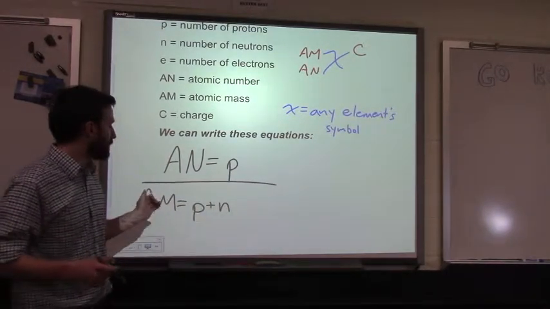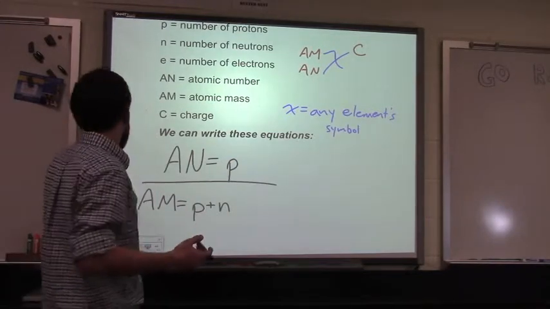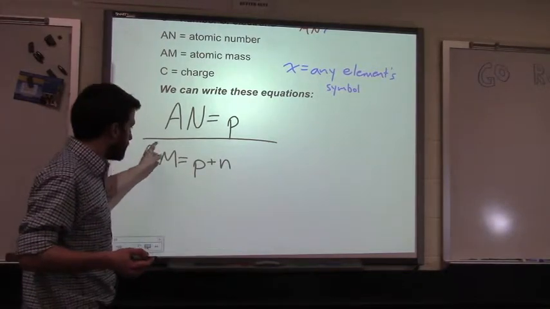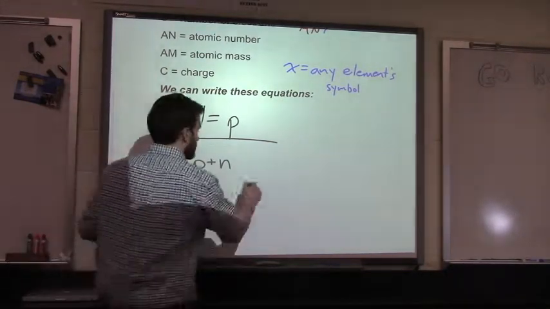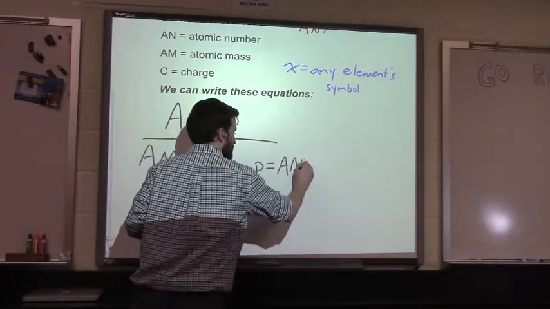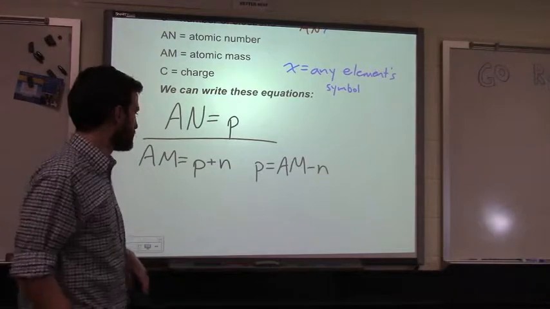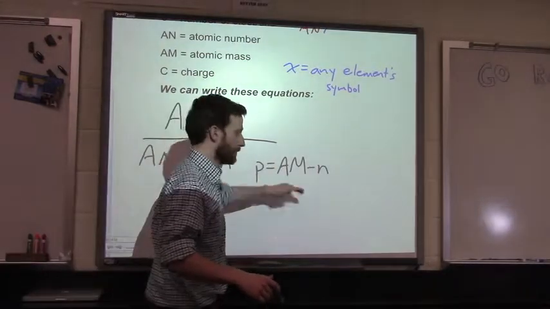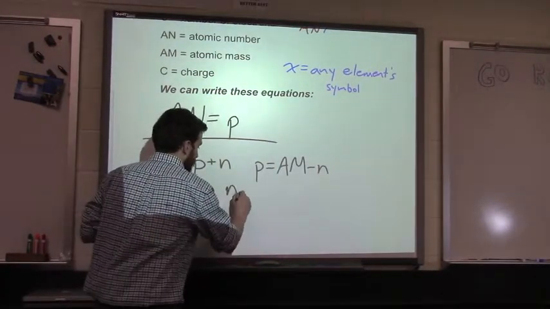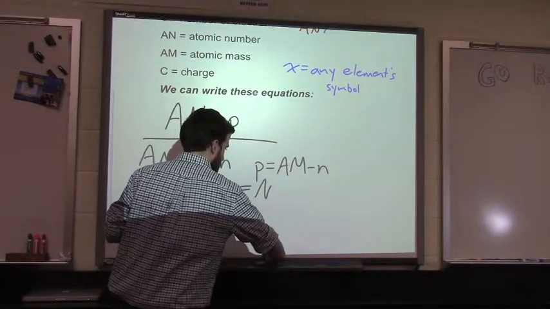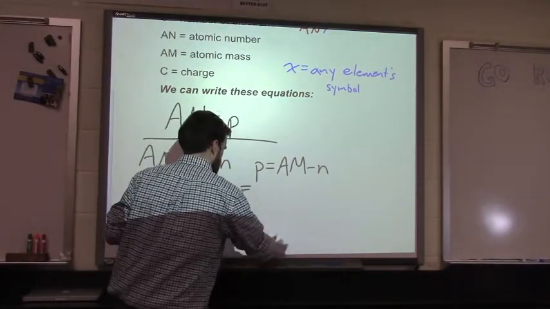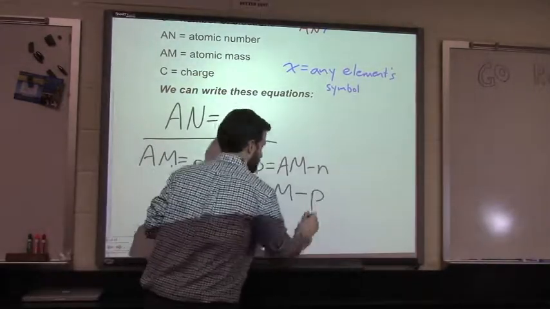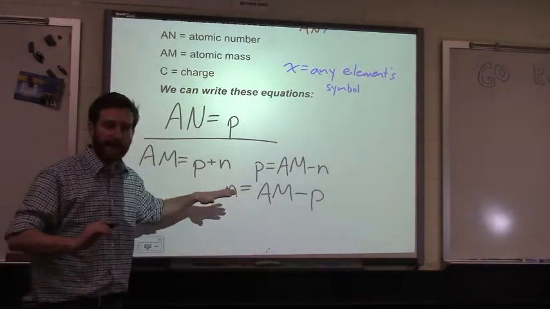Now I'll solve these for each of the variables because that might be convenient for you. So if I want to know the number of protons, but I know the number of neutrons and the atomic mass, I could say P equals the atomic mass minus the number of neutrons. Just through algebraic rearrangement, I hope you can see how I got from here to here. And then lastly, neutrons equals the atomic mass minus the number of protons. Again, going from here to here is just algebra.